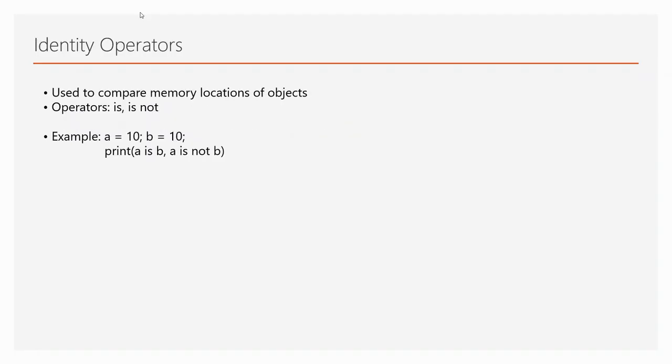Okay, then comes your identity operators. These are used to compare memory locations of objects. Now same thing, is and is not. It will check whether they are equal or not, and whether they are present in the same memory location or not. Okay, so let us go ahead.